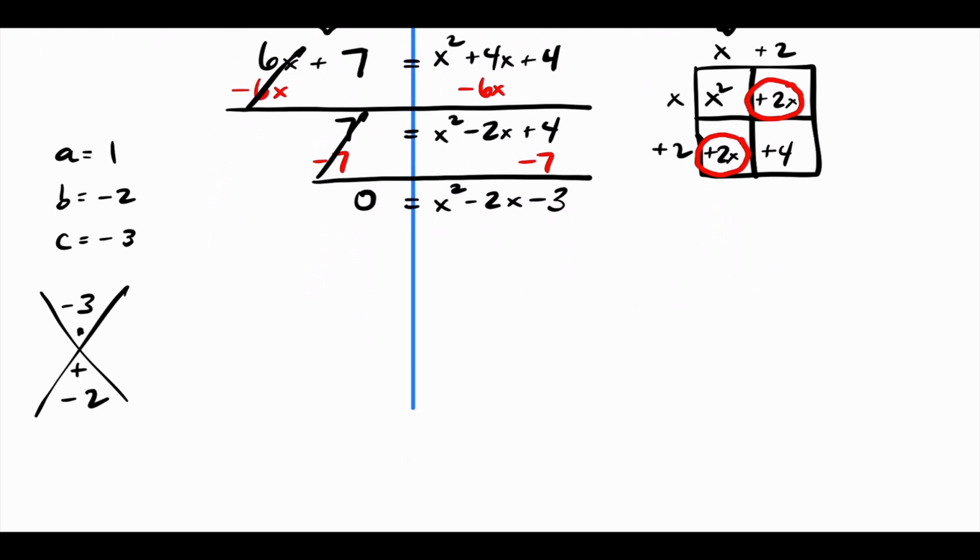We're looking for the two numbers that multiply to be negative 3 and add to be negative 2. There are only two ways you can make negative 3: negative 3 times 1 and negative 1 times 3. To make negative 2, that means the negative 3 is going to have to be positive or negative.